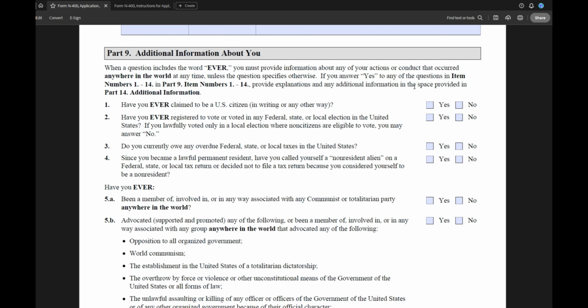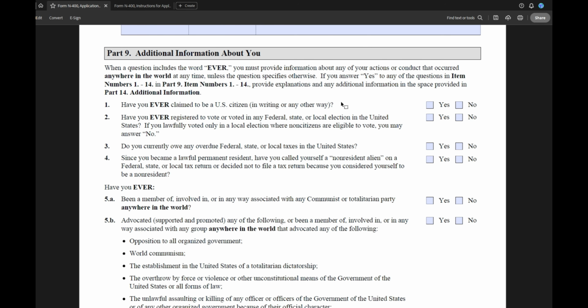Answering yes to any of these questions will not automatically make you inadmissible for naturalization, but there is a high chance that it will cause issues for you. So if you have to answer yes to these questions that have to do with moral character, any violations, etc., contact an immigration attorney before you submit this application.